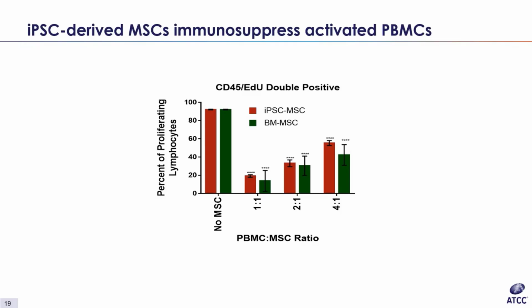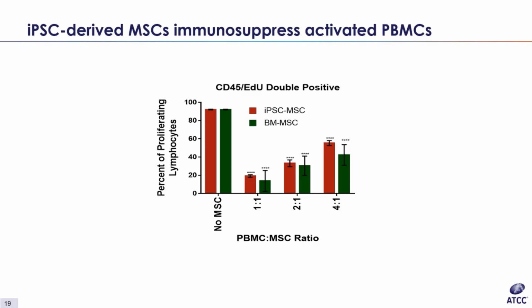As you can see in the control, where there are no MSCs, most of the lymphocytes are proliferating and are expressing CD45. When the PBMC to MSC ratio is 1:1, most of that proliferation is arrested, and this is seen in both the bone marrow and iPSC-derived MSCs. Even after increasing the PBMC to MSC ratio, you can still see that PBMC proliferation is inhibited.